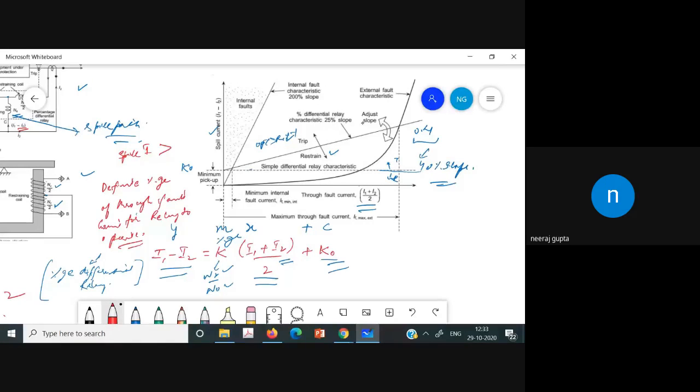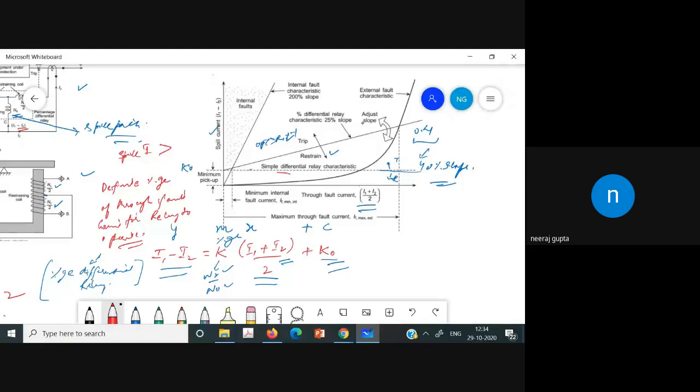It doesn't have a minimum pickup value. That is a constant pickup value, you can say. In the simple differential relay, the pickup value was constant. This was the minimum pickup value. Now, in this type of relay, it doesn't have a fixed pickup value, and the relay automatically adapts the pickup value, which depends upon the through fault current.